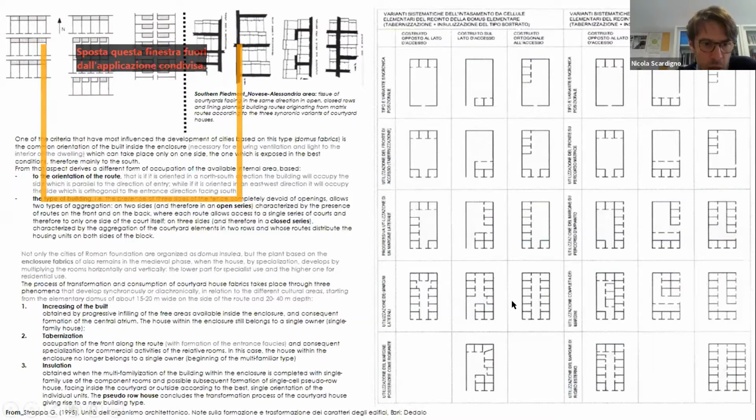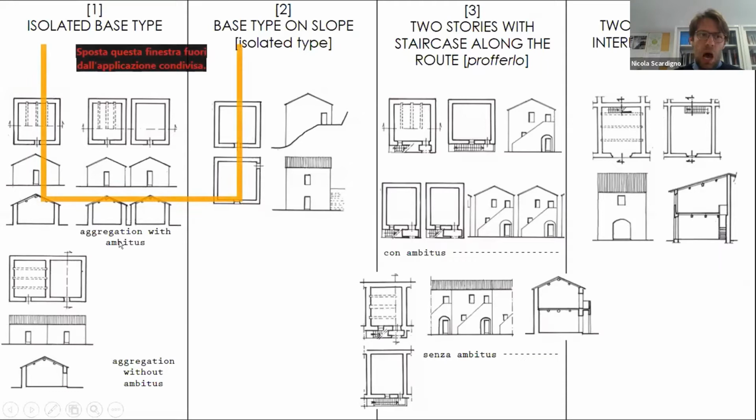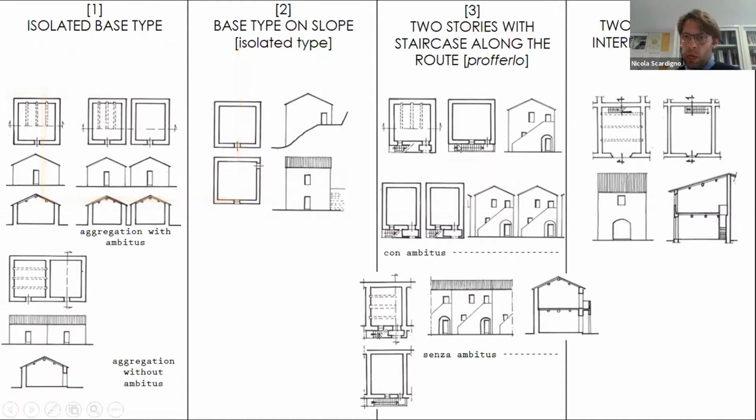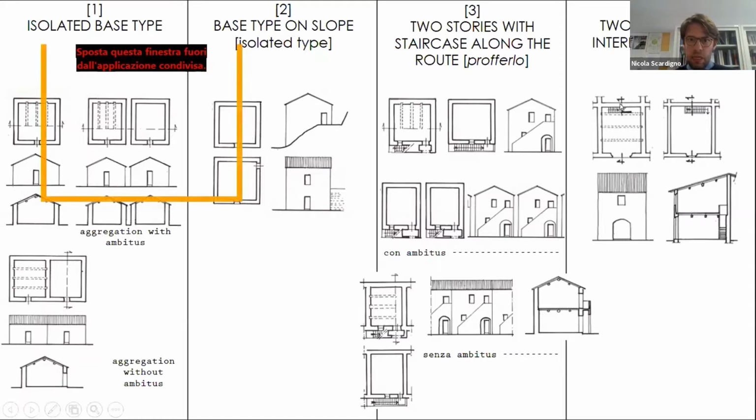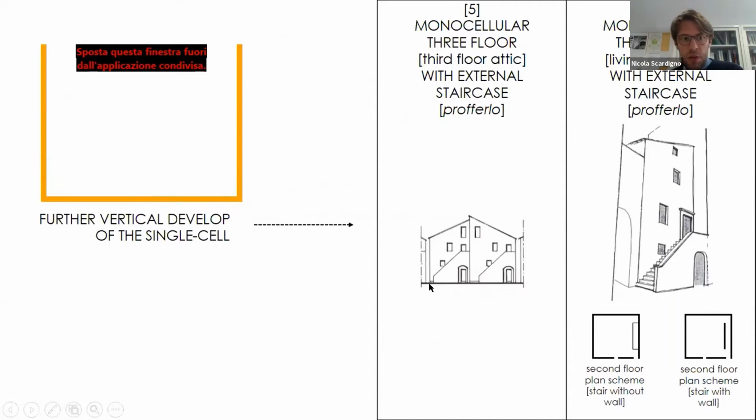The pseudo row house is the type that concludes the transformation process on the courtyard house and gives rise to a new building type. Very quickly, these are examples of a so-called pseudo row house based on a single room with only one entrance from outside. Then it sees an evolution with a vertical doubling and with gaining a stair along the path, an external stair or an internal stair, which basically differentiates the two levels, up to further vertical development of the single cell, the single room.